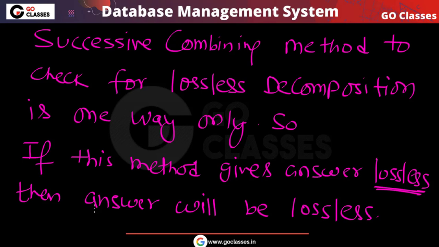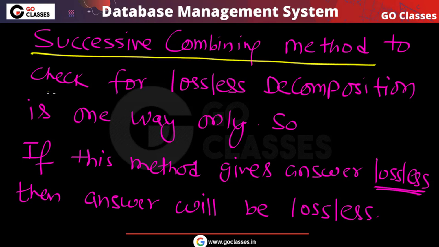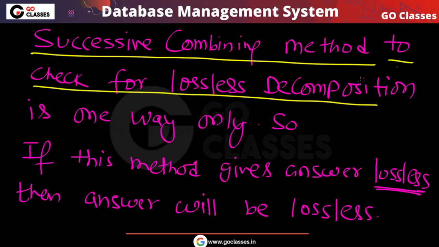In the last lecture, we have seen the successive combining method. This method we have seen in the last lecture, the successive combining method to check for lossless decomposition. I told you that this method is only one way. This is a one-way method.